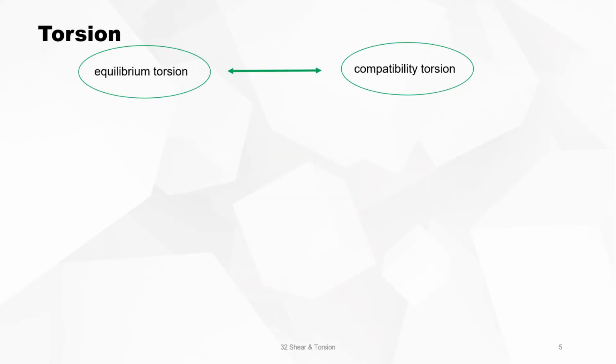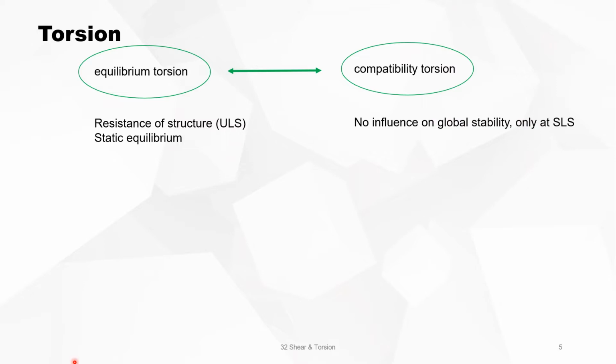We have two types of torsion. The primary torsion is the equilibrium torsion, and the secondary is the compatibility torsion. The equilibrium torsion is important in ULS. It has to do with the resistance of the structure, and it is a static equilibrium. The compatibility torsion has no influence on the global stability. It only plays a role in SLS.